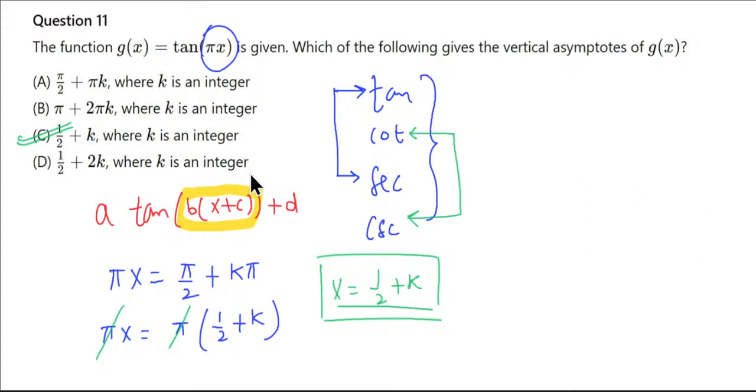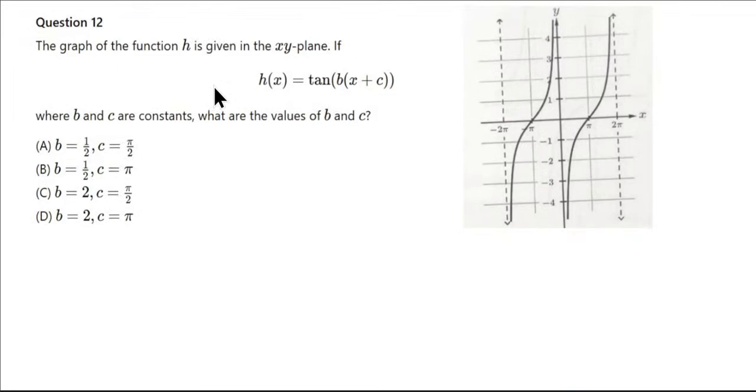Okay, all right. The next question talks about the graph of the tan function. They're saying that h is given by tan of bx plus c, and we need to look for the values of b and c. Like I said earlier with the sinusoidal curves as well, finding b is pretty straightforward because there's a formula for b.